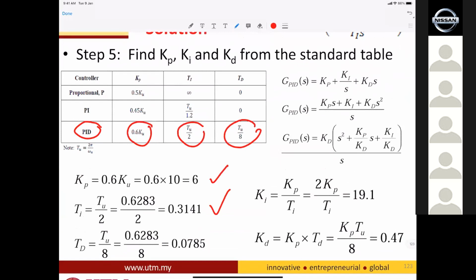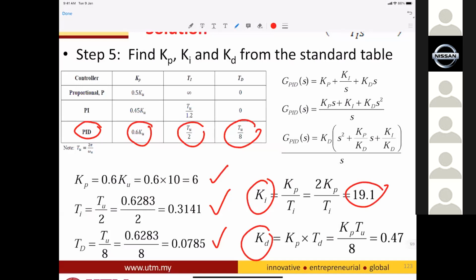Td is equal to TU divided by 8, so it's 0.0785. And then from there, you use this value, Ki is equal to Kp divided by Ti. Insert the value of Ti, you get Ki 19.1. Then Kd is equal to Kp multiplied by Td. So Td is here, you multiply, you get 0.47. And then Kp is 6. So now you have the value 6 for Kp, 19.1 for Ki, and 0.47 for Kd.